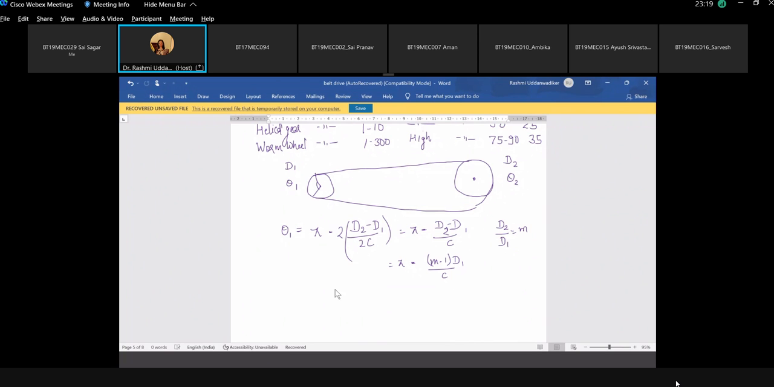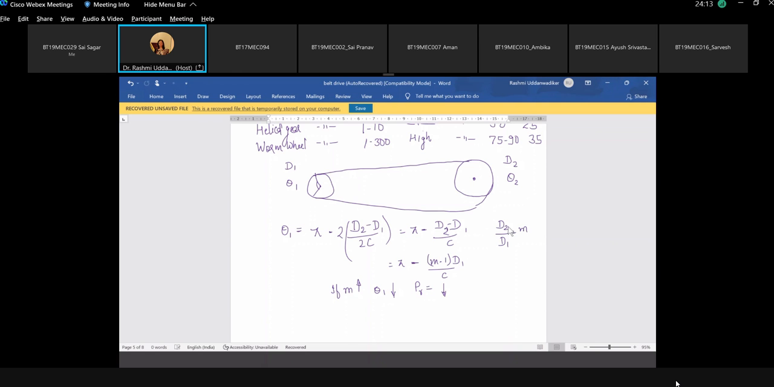Now what would happen if the value of m goes up? If this ratio d2 by d1 goes up, what would happen? If the value of m increases, what happens to theta? This is minus here. So if I increase m, what will happen to theta? Increase or decrease? Yes, please. Theta would decrease. And what will happen to the rated power or the design power if theta goes down? This depends upon e raised to mu theta. So if theta goes down, what about power? This will also decrease.